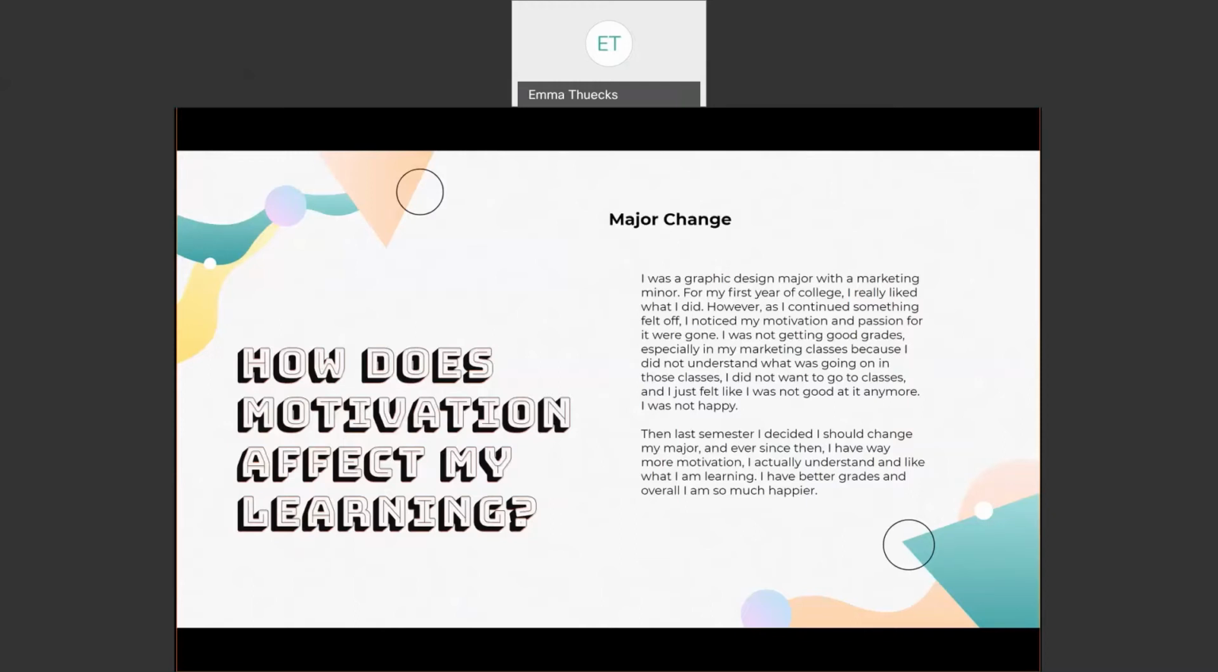I was not happy. Then last semester, I decided I should change my major, and ever since then, I have way more motivation. I actually understand and like what I am learning. I have better grades, and overall, I am so much happier.